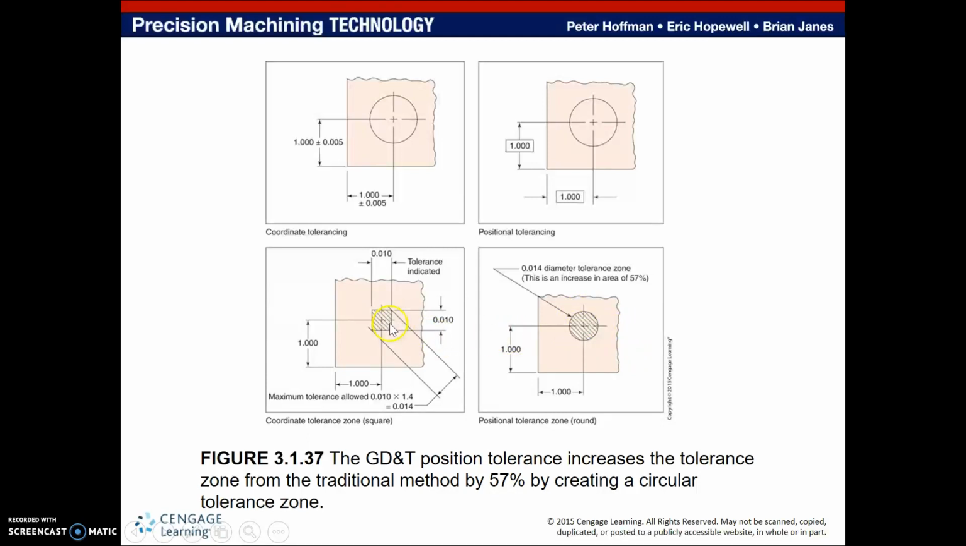And if you notice, this square could actually be inscribed in this circle. The diagonal of this square is equal to the diameter of this circle. What that means for us is an additional area of about 57% of the original area that you see here, which means that in some cases where the center of our drill may be just outside these boundaries, falling out of spec in this situation, by using geometric dimensioning and tolerancing, that center may actually fall within this circular boundary.